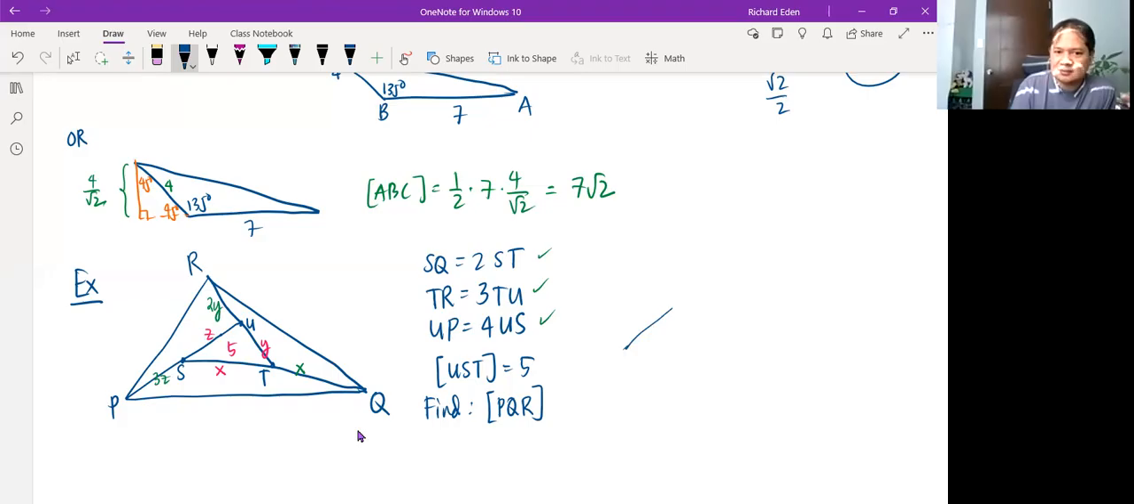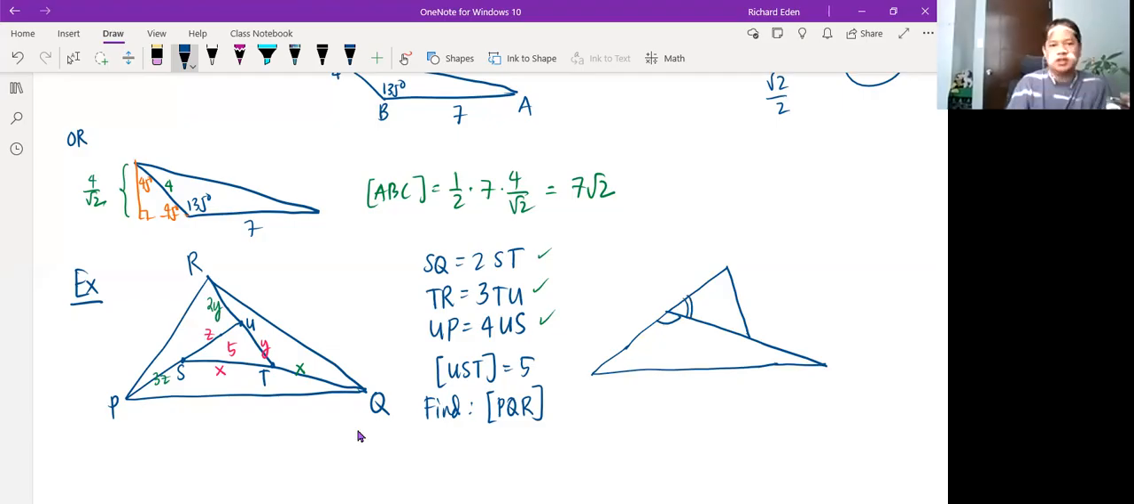If you know two sides and the included angle, how do you know PSQ? We don't know the angle PSQ. We just know that USD is 5. What can we say about those 2 angles that I marked? Oh, they're supplementary.